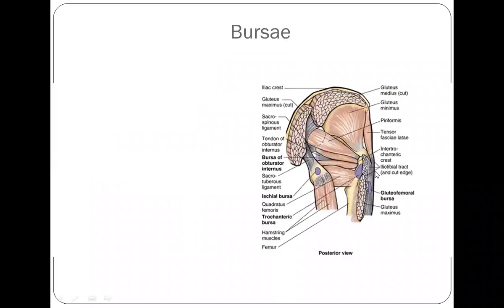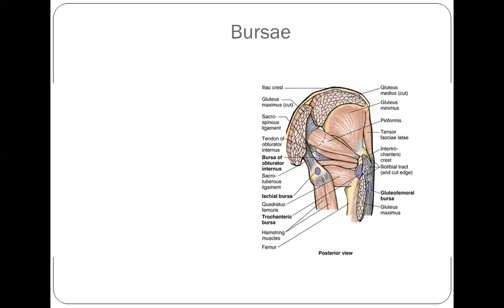Now, what are the bursae in the gluteal region? Okay, bursa means it's a sac that is lined with synovial membrane, and it prevents friction between bony prominences. So you can just learn the names of the bursae, that would be enough. You can see in the diagram, there is a gluteofemoral bursa. Then there is the trochanteric bursa over the greater trochanter, and ischial bursa over the ischial tuberosity.